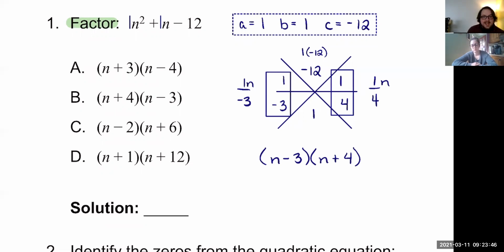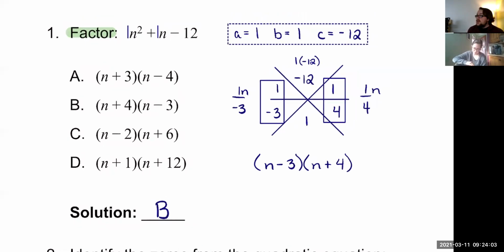I don't see one exactly like it. B. It would be B. So it's okay that they're in different order? Absolutely. So B would be my correct answer here. So which binomial comes first is not important. What is important is that you have those 2 exact binomials. Good.